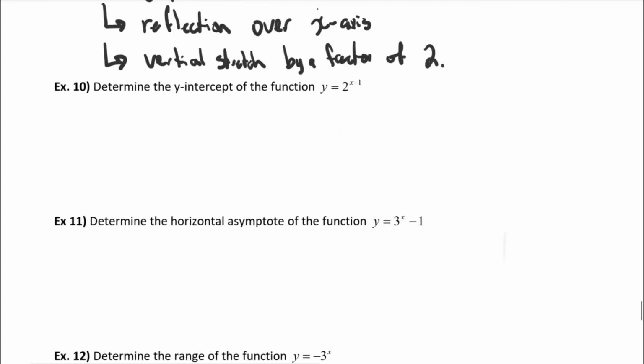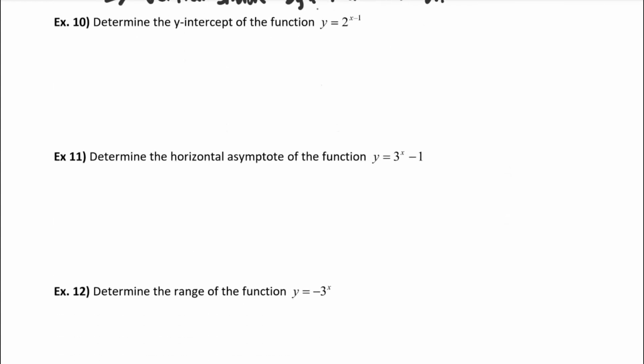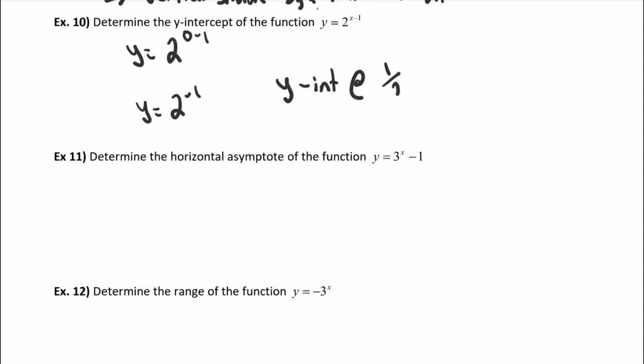Example 10: determine the y-intercept of the function y is equal to 2 to the power of x minus 1. In that case, again, you just set your x to 0, so y is equal to 2 to the power of 0 minus 1, which is y is equal to 2 to the power of -1. And finally, the y-intercept is located at 1 over 2.